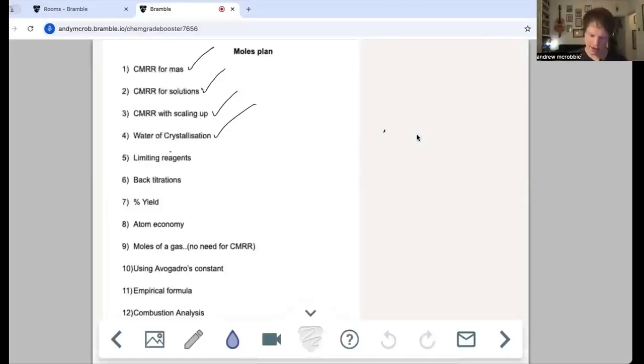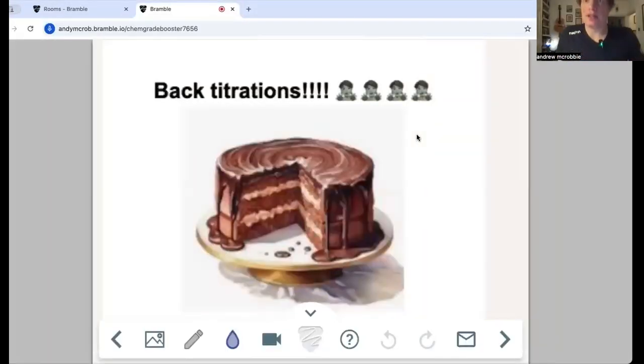Before. Okay, now it's quite confusing, but let's go over it. Back titrations. I'm going to start with an analogy.